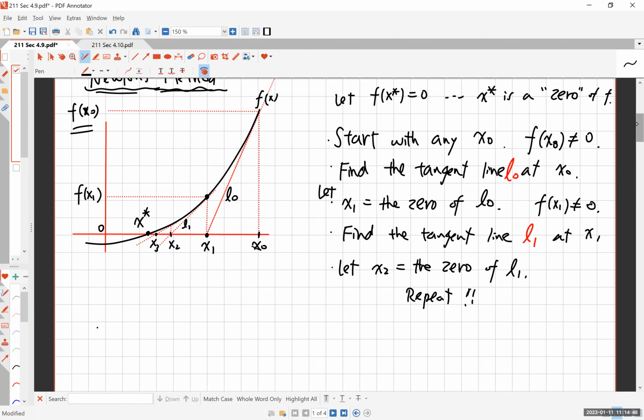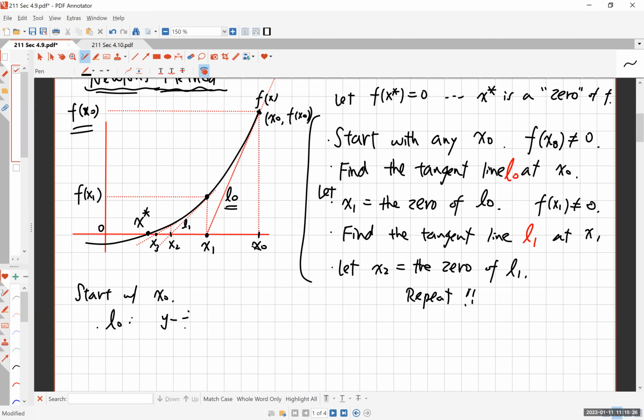then we can come up with the formula. So let's go ahead and translate this whole process into mathematics. You start with x0. Can you find the equation for the first tangent line, which is the line tangent to the graph of f at x0? Yes, we should be able to, because the point is (x0, f of x0).